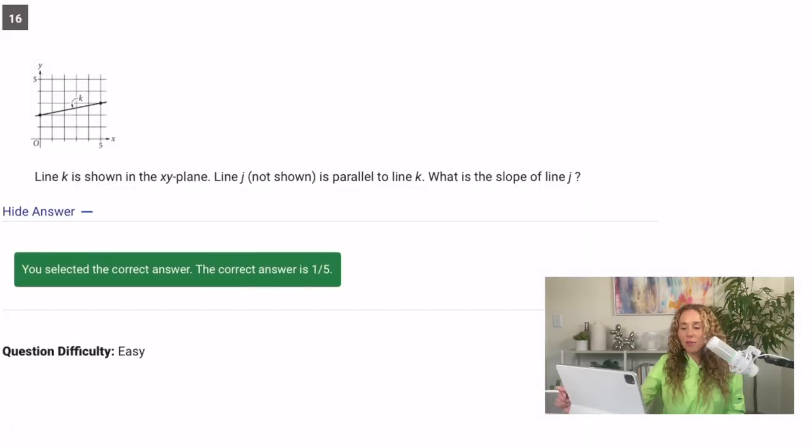All right, so number 16 isn't easy. They want a line parallel to K. Well, parallel means this: it's the same slope. So as you can see, we're going up 1 and over 5. So the slope is 1/5.